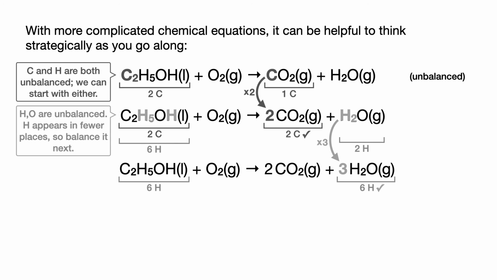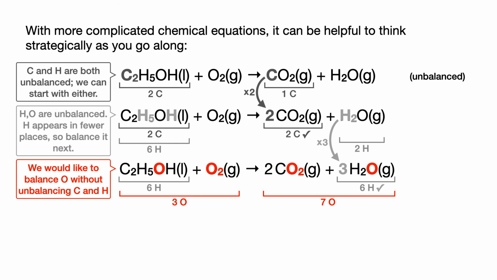And now, finally, if we look at oxygen, we've got a total of 3 oxygen atoms on the left and a total of 7 oxygen atoms on the right. 4 of them are coming from the carbon dioxide, 3 of them are coming from the water, so there's a total of 7 oxygens on the right. Now the tricky bit is we want to balance the oxygen, and if possible, we want to do that in a way that doesn't unbalance the carbon and the hydrogen.